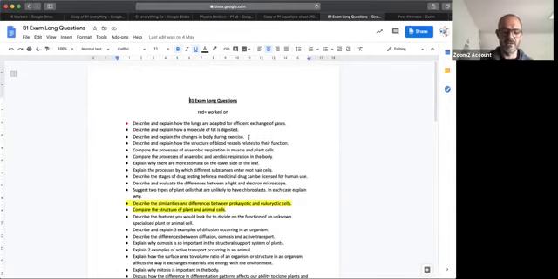So now I've given you 3 things to do. One is to look at this revision folder. Make sure that you do that at some point over the next 2 weeks.